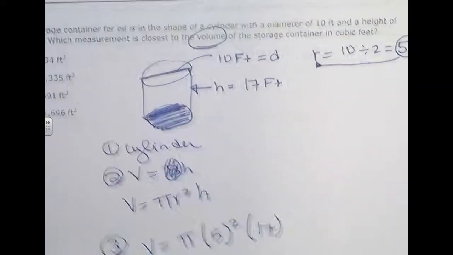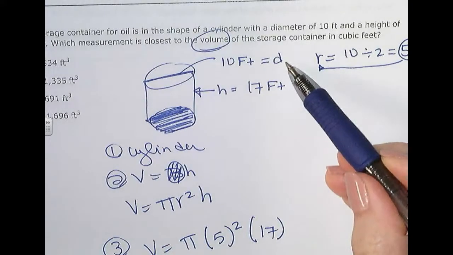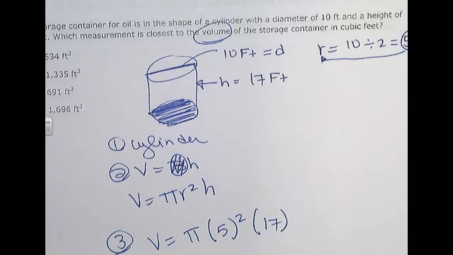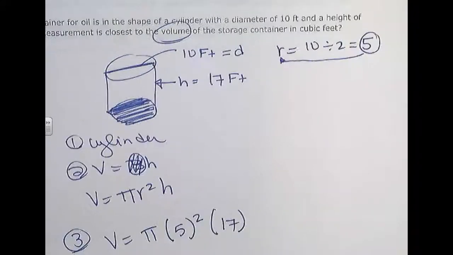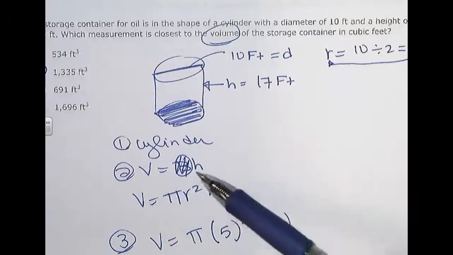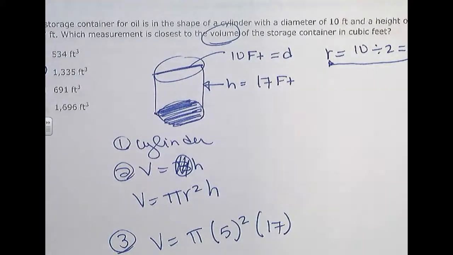Now, that diameter's cute and all, but I don't have formulas with diameter. You better be dividing by 2 unless you want to see 150 circles again. Now, number 1, cylinder. Excellent. Number 2, volume is base times height. Capital base means area of base, and that's why I shaded it, because it means area.